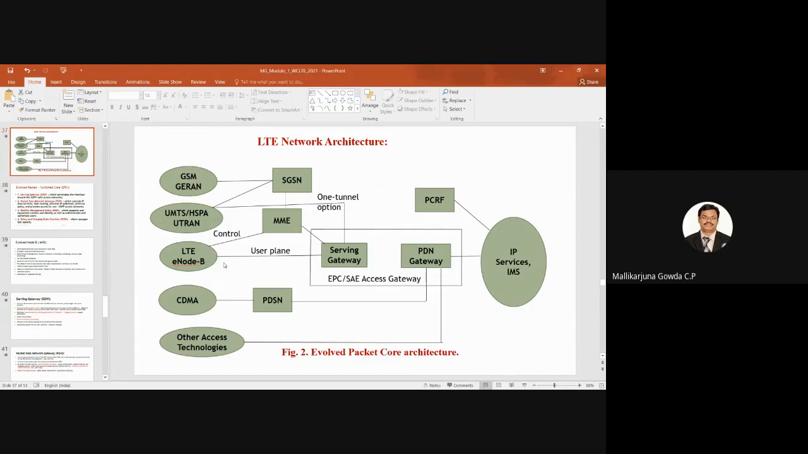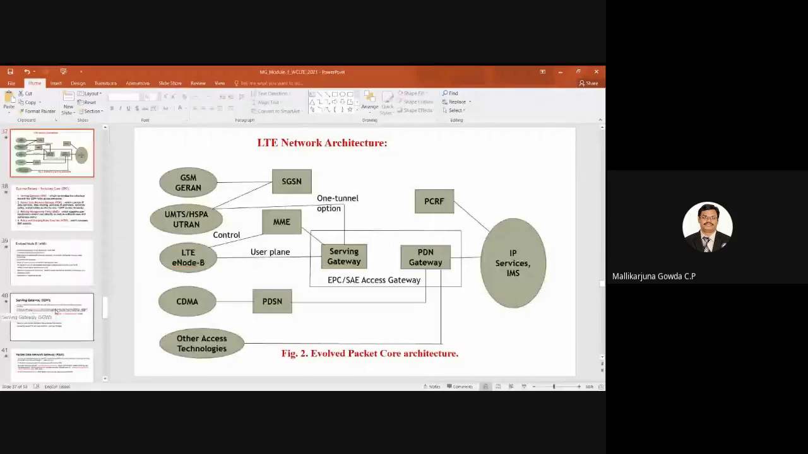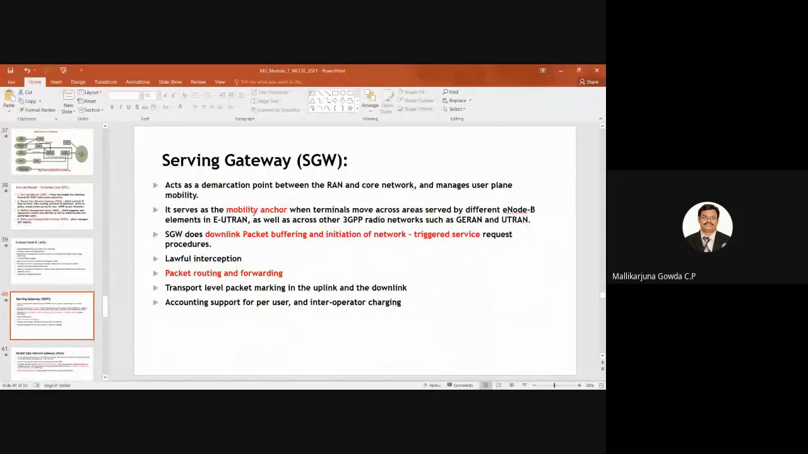So when user equipment is moving from one eNB to another eNB, handover will happen, right? During that time, the serving gateway comes into the picture. So it serves as a mobility anchor when terminals move across areas served by different eNBs, not only with E-UTRAN but even with other 3GPP radio networks like GERAN or GSM. The serving gateway also does downlink packet buffering and the initiation of network triggered service.